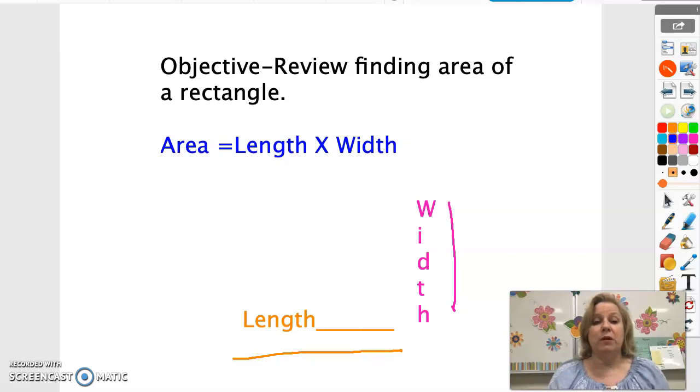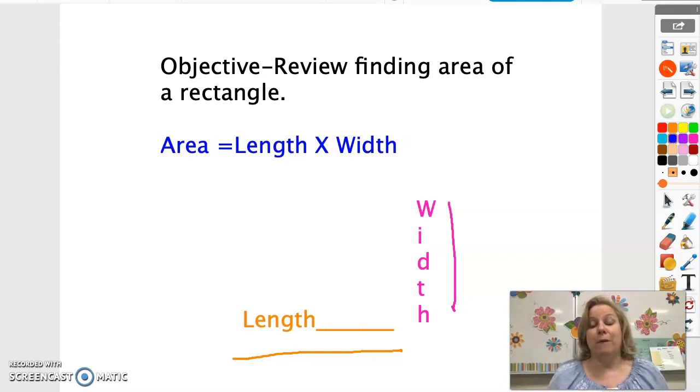What we're going to do is look at area and perimeter today. We've learned a lot about area in the last couple days and weeks, and we are going to move into finding perimeter. I want to show you how area and perimeter are similar and yet how they're different. So a review of area is length times width.